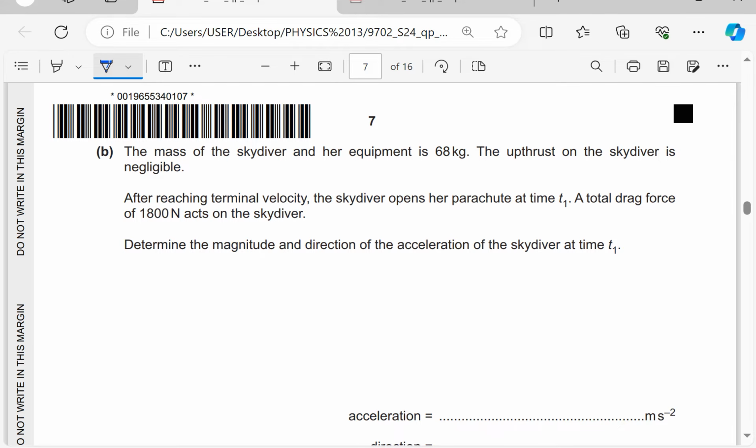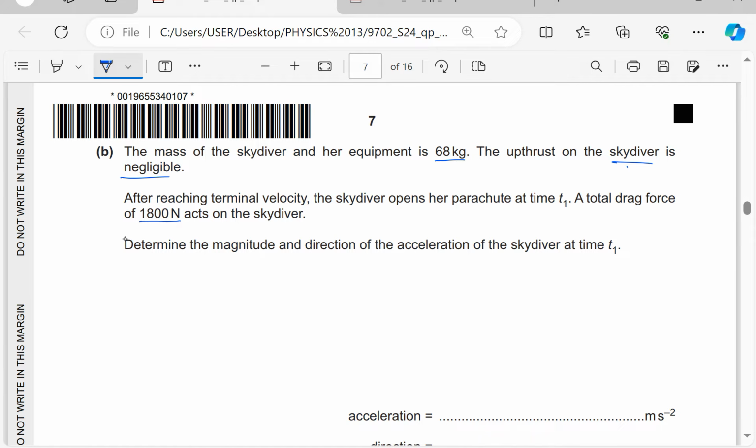Then the mass of the skydiver and her parachute, her equipment, is 68 kilograms. The upthrust on the skydiver is negligible. After reaching terminal velocity, the skydiver opens her parachute at time t1. A total drag force of 1,800 newtons acts on the skydiver. Determine the magnitude and direction of the acceleration of the skydiver at time t1.